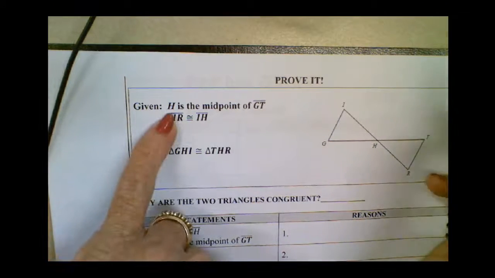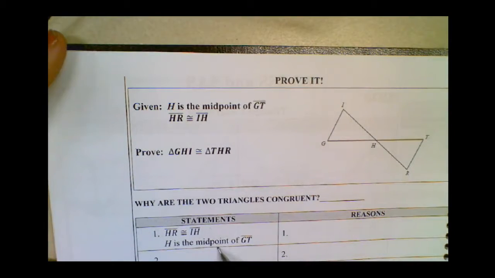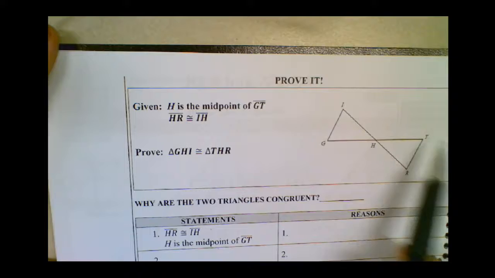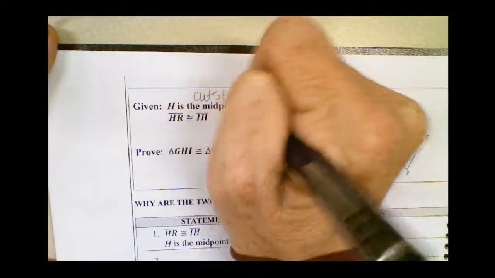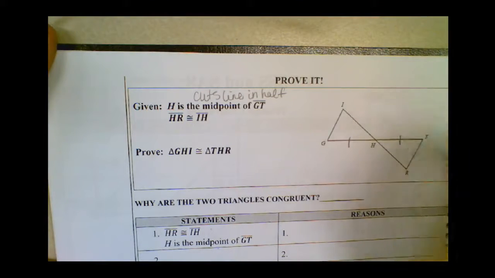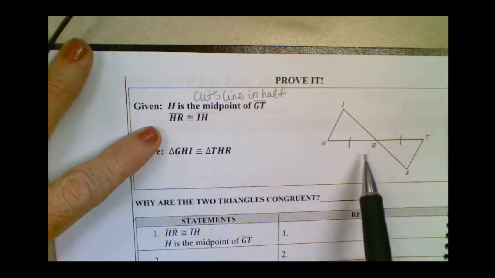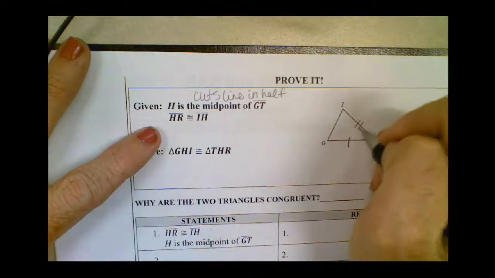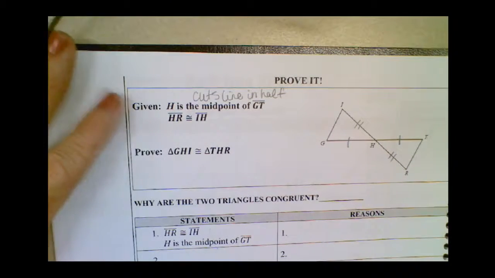Okay, so let's remember, when you're doing proofs, you're always going to be given something. And that's the first bit of information that you put down. So H is the midpoint of GT. Remember what midpoint means. It means it cuts that line in half perfectly in half. And that means that each side is the same. So we know that those two sides are equal to each other. HR is congruent to IH. So we also know that we only need two tick marks, that those two sides are equal, are congruent. Okay? That's what we're given.